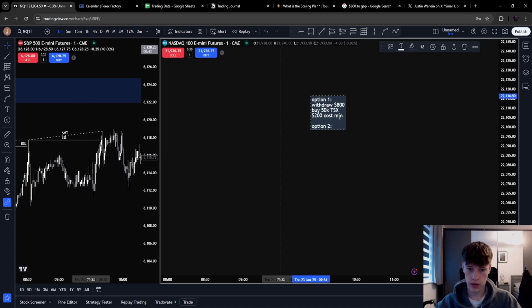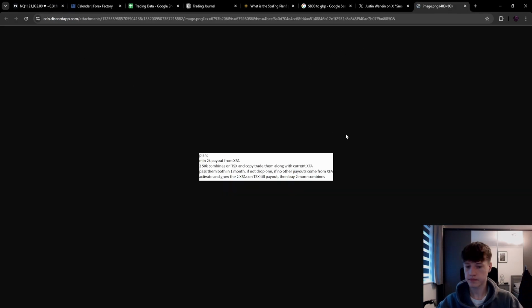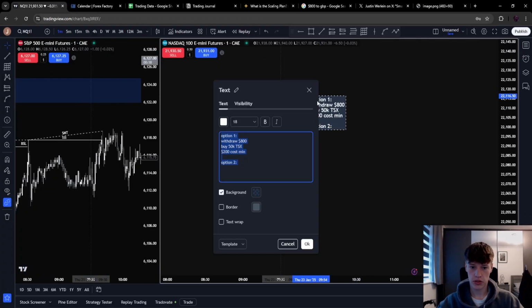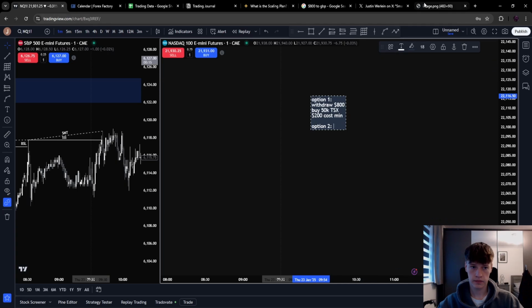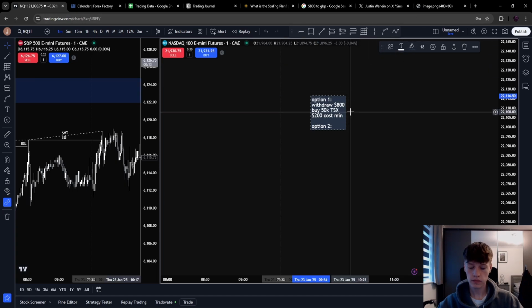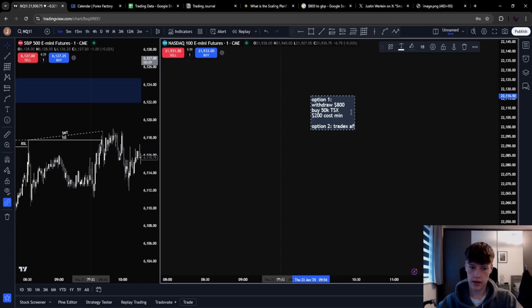Option 2 is continuing to trade the XFA and then follow this plan that I've got out for myself. Minimum 2k payout, get 2 combines, pass them both in 1 month, if not drop one, and then activate them and grow them. That's option 2. So trade XFA, 2k payout, then 2 combines.